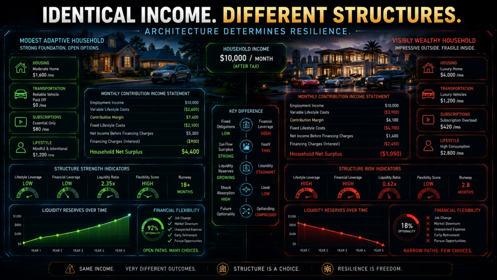Now let's compare two households with similar incomes. Household A operates with a modest mortgage, a reliable vehicle, controlled lifestyle spending, limited subscriptions, and recurring monthly surplus. Household B appears visibly wealthier. It has a larger mortgage, luxury vehicle financing, subscription accumulation, lifestyle expansion, and significantly larger recurring obligations. Externally, household B appears more successful. Internally, however, the structure is far more fragile. This is one of the deepest misconceptions in modern finance. Visible consumption and structural strength are not the same thing.